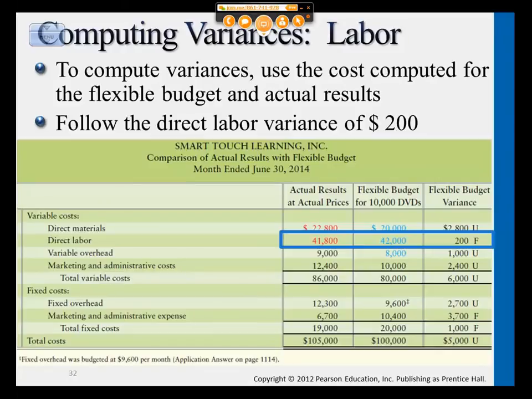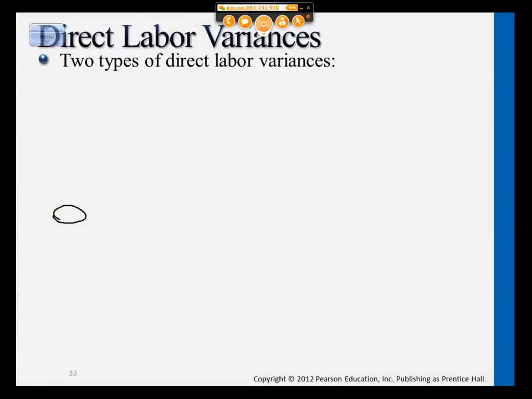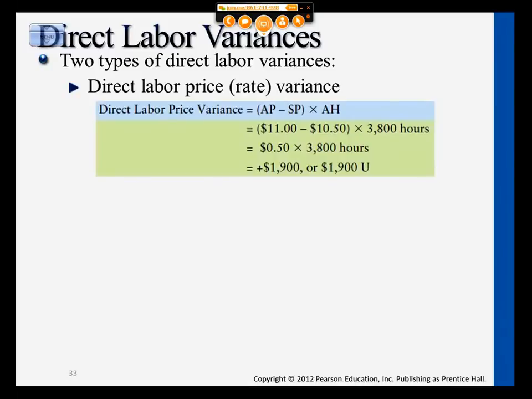That's your direct labor. Why is it favorable? That's right, the labor cost was cheaper. Don't forget to look, this is your costs, right? You want it to be as little as possible, and that's why it's going to be favorable. All right, more.